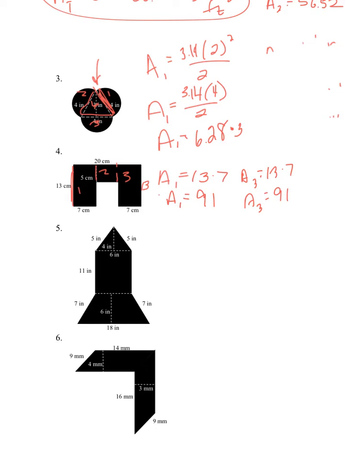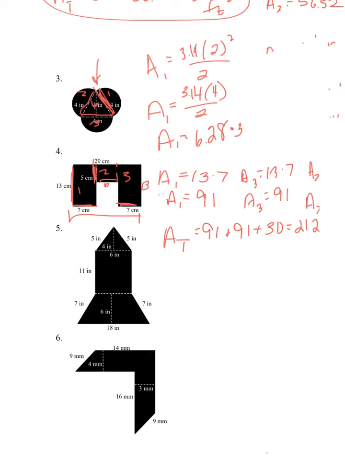So let's look at the area of piece 2. I know that since this is 7 and this is 7, that's a total of 14. From here to here is 20. So 20 minus 14 gives me 6. So this piece is 6 right here. And then the height here is 5. So the area of piece 2 is 6 times 5. So the area of piece 2 is 30. So now we have to add all these together. So the area of the total is 91 plus 91 plus 30, which is going to give me 212 centimeters squared.